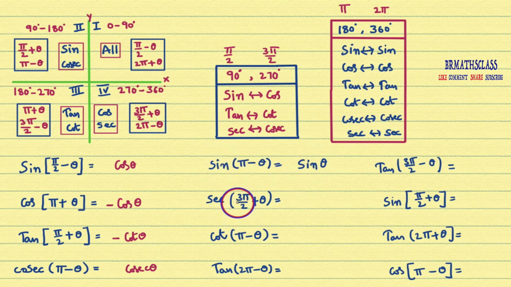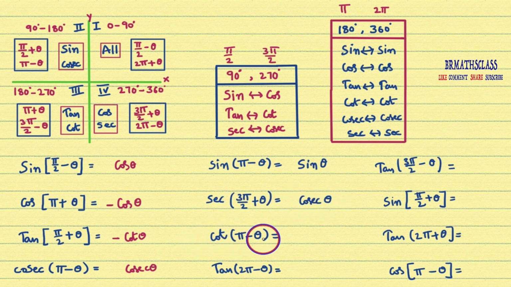Okay. Now 3 pi by 2 is there. 3 pi by 2 means 270 degrees. When 3 pi by 2 is there, the function changes. Here secant is there. Secant changes to cosecant. This is cosec theta. 3 pi by 2 plus theta is in which quadrant? Fourth quadrant. In the fourth quadrant, secant is positive. So secant of 3 pi by 2 plus theta is plus cosec theta. I hope you are understanding.